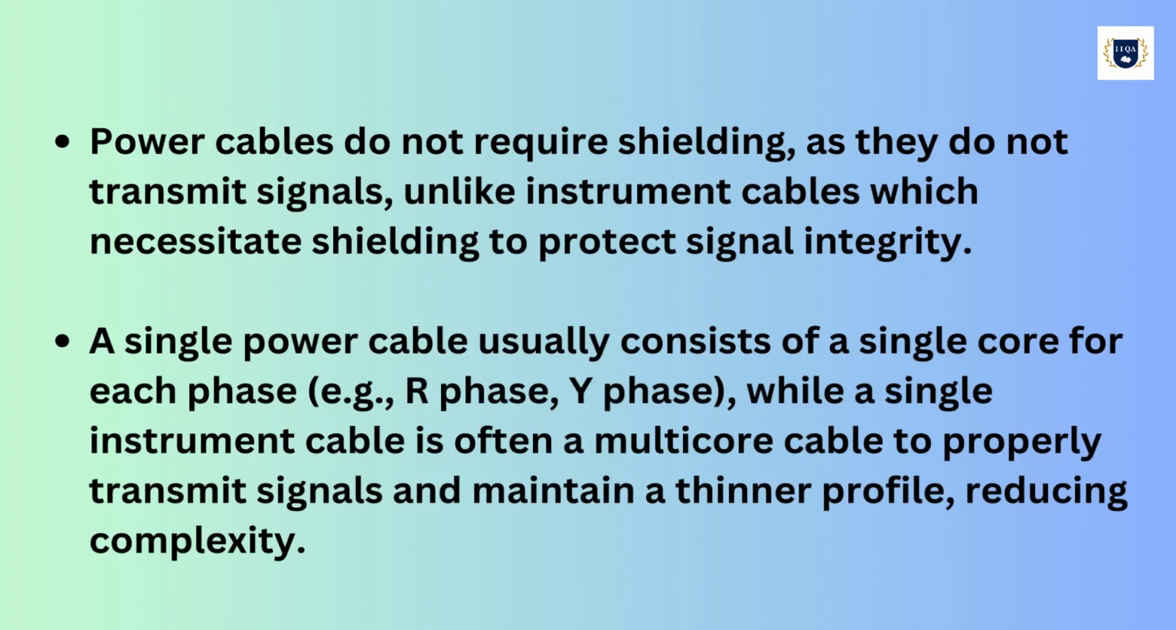A single power cable usually consists of a single core for each phase, for example, R phase, Y phase, while a single instrument cable is often a multi-core cable to properly transmit signals and maintain a thinner profile, reducing complexity.